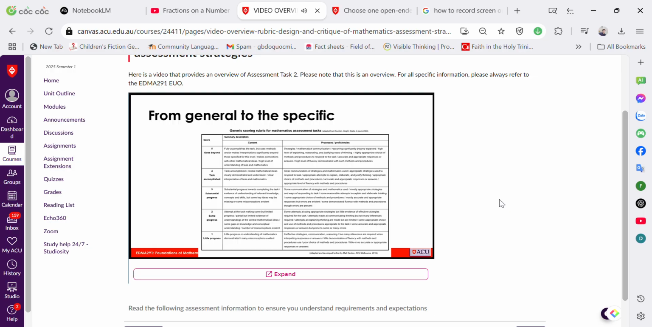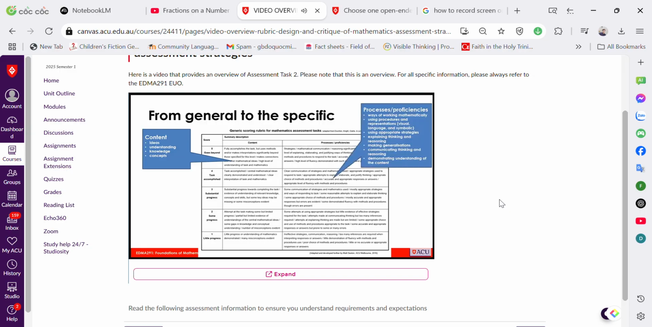So this is not unfamiliar to you. You've seen this semester so far. And so what you're going to do is create this task-specific rubric going from the general to the specific. So what do you put on the content side? Well, these will be the ideas, the understandings, the knowledge and the concepts that are about rational number that relate specifically to the task that you've chosen.